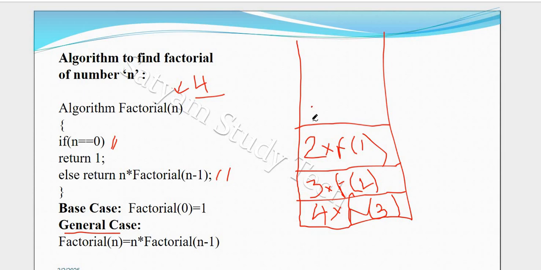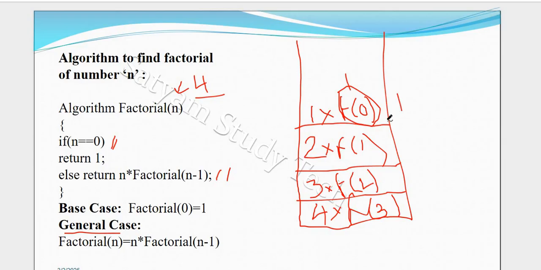So here the factorial n value is 1 and fact of n minus 1, that is fact of 1 minus 1, that is 0. So here we can see the base case, factorial of 0 returns 1. So here 0 equal to 0, so return 1. So the fact of 0 value is 1. So 1 into 1, that is 1.